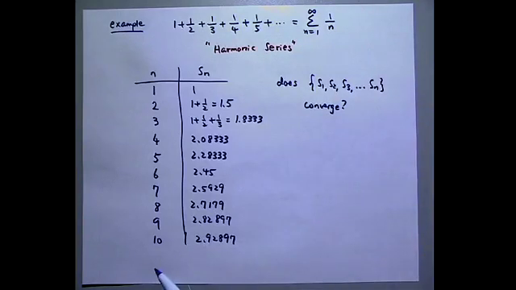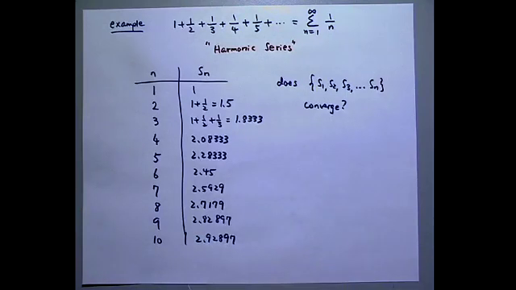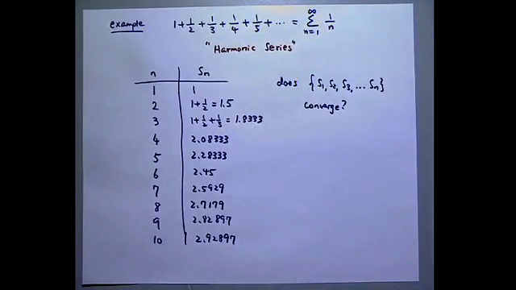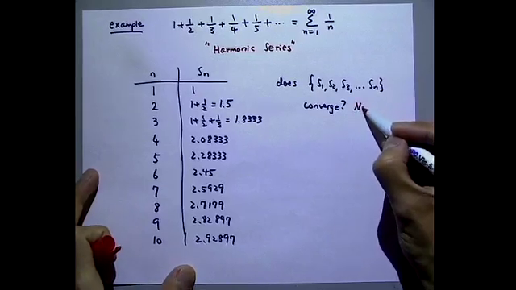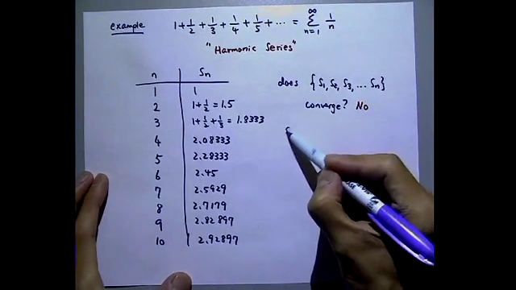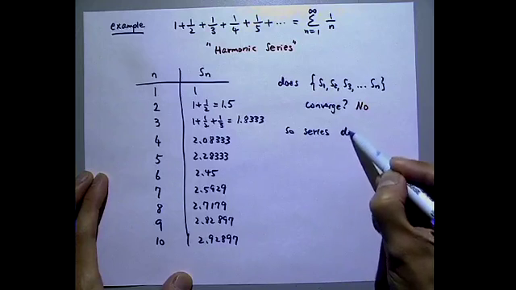In fact, if I do 11, this is probably going to go over 3. If I go to 12, it's probably going to be 3.1 or so. If I go to 100, this is probably going to be somewhere near 20 or so, based on the progression here. So the answer is no. The sequence of partial sums does not converge. So the series diverges.